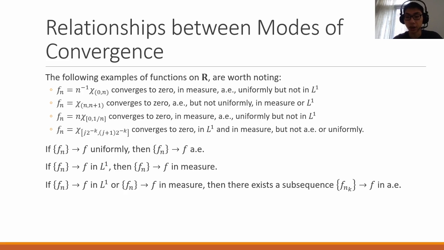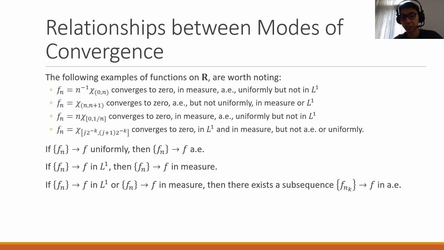The first and third are cases that converge in measure, pointwise, and uniformly, but do not converge in L1, as integration is always 1. The second example converges to 0 almost everywhere, but does not converge in measure, and it does not converge in L1 as well. Finally, an interesting example is the fourth function, which is a function that converges in L1 and in measure, but does not converge almost everywhere or uniformly. This is because the sequence of functions will continue to loop back indefinitely, but the integration of this function will approach 0 as n approaches infinity.